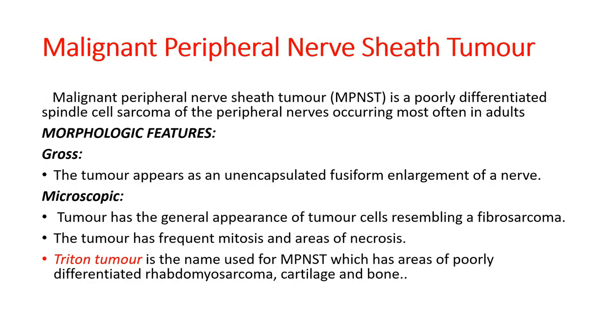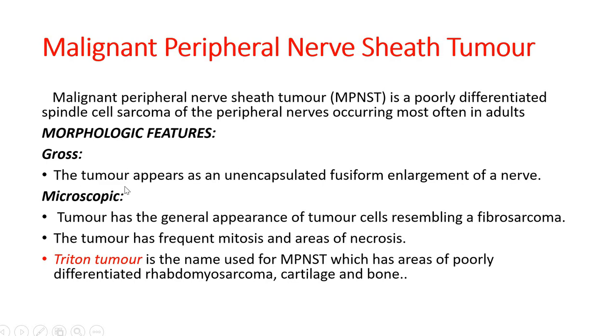Let's go on to the next tumor, which is MPNST, which is nothing but the malignant peripheral nerve sheath tumor. So from the benign entity, we're moving to the malignant entity. MPNST is a poorly differentiated spindle cell sarcoma of the peripheral nerves, most commonly seen in adults.